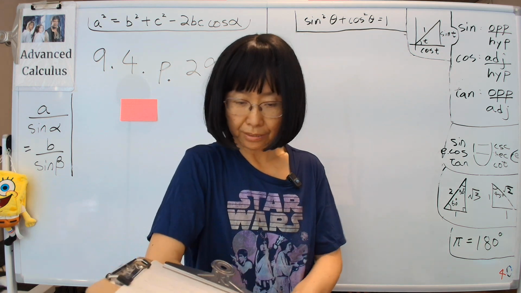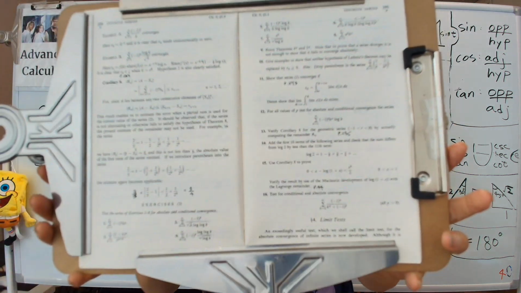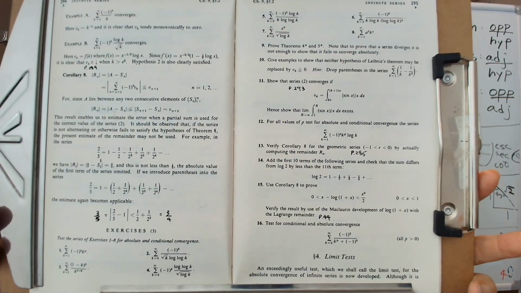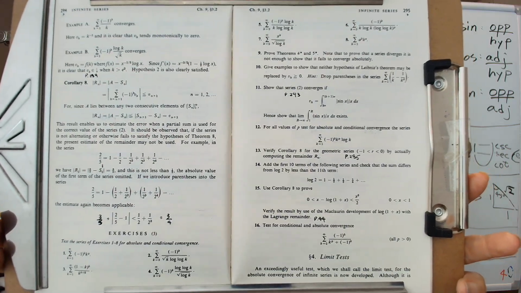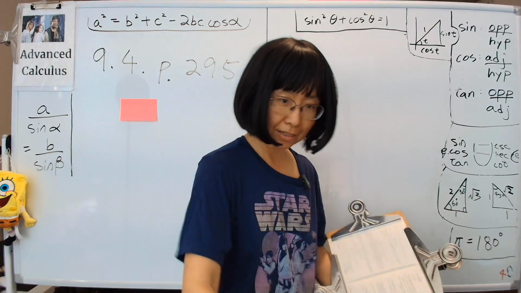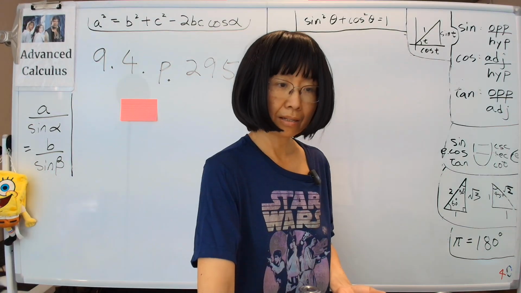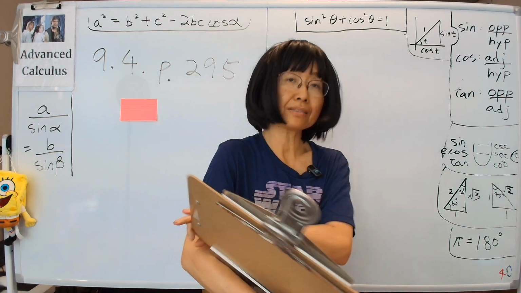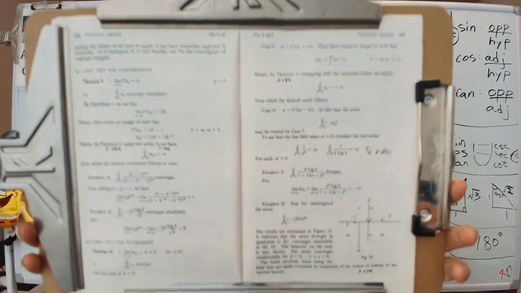Today we're going to do section 9.4. So first, let's look at the book. This is just the old page that we already scanned earlier with a little bit of new stuff, so that's it. Next, page 296 and 297.